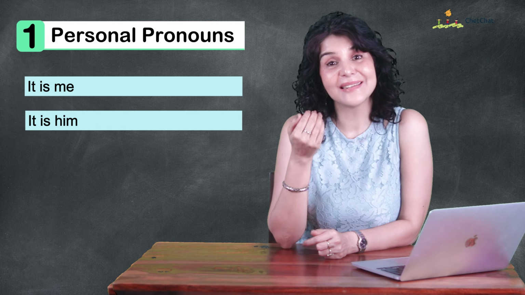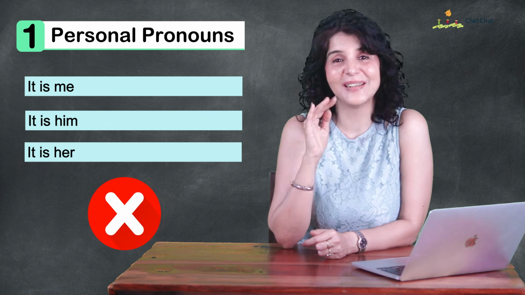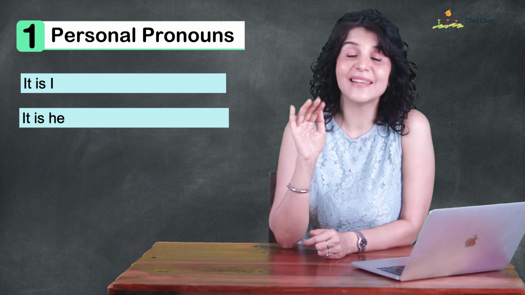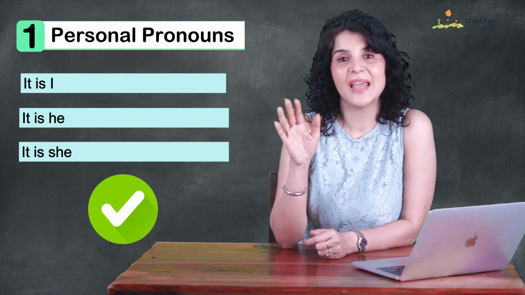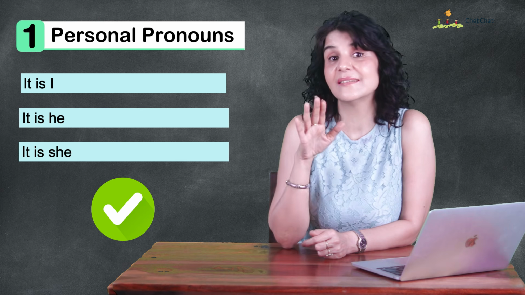It is me, it is him, it is her are commonly spoken, but they are all wrong, and only English teachers seem to know that. The correct forms are it is I, it is he, it is she. The subjective form, since the pronoun is the subject in these sentences.